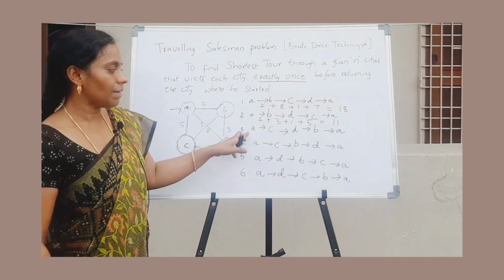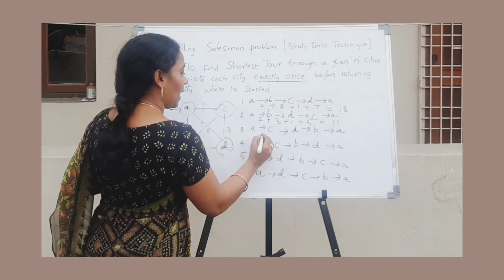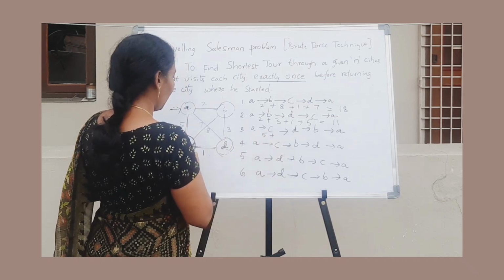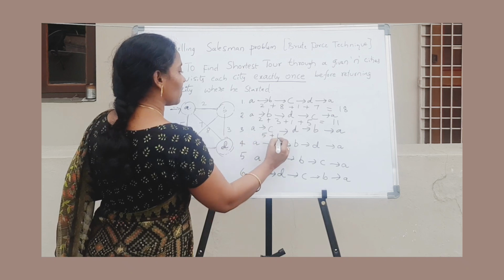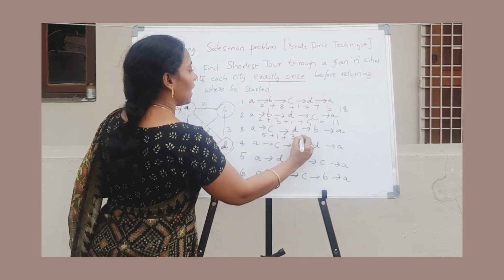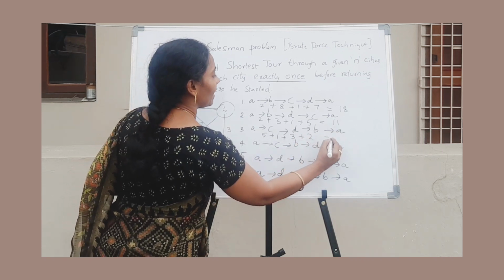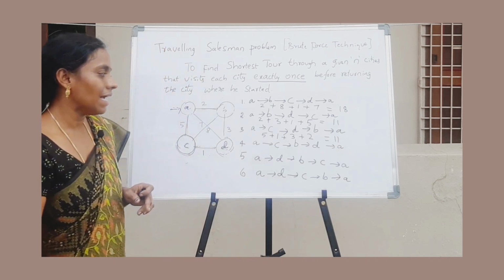So now consider the third tour. That is from A to C, we have a cost of 5, and then from C to D the cost is 1, and from D to B the cost is 3, and then B to A the cost is 2. So we are adding this, and we get the value 11.